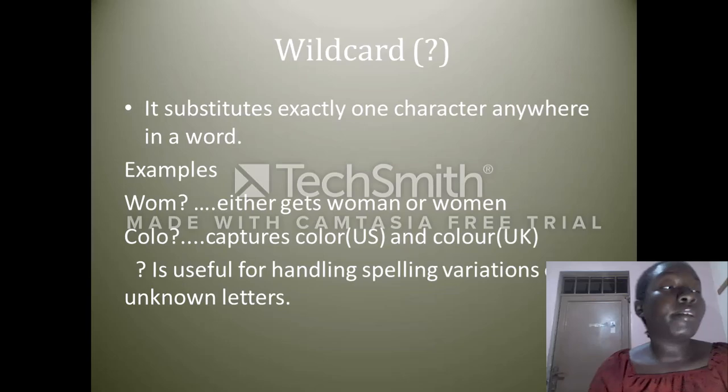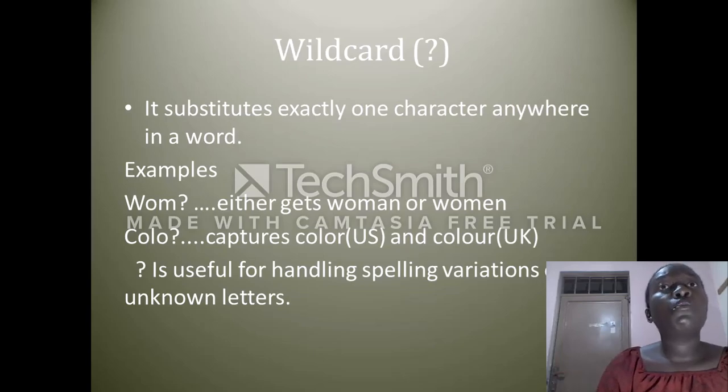So we are going to talk about the wildcard. That one is like a question mark. It substitutes exactly one character anywhere in a what? A word. For example, wom?n. Warm could mean many things, but here it will either get us woman or women. I hope we're understanding that. Color: it will either give us color as in the US or colour as in the UK, with a u. So that question mark is useful for handling spelling variations or unknown letters.